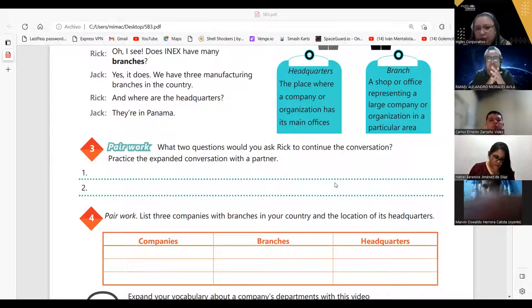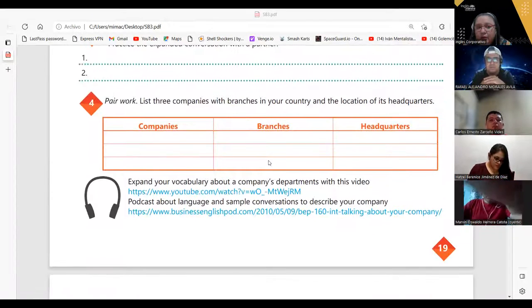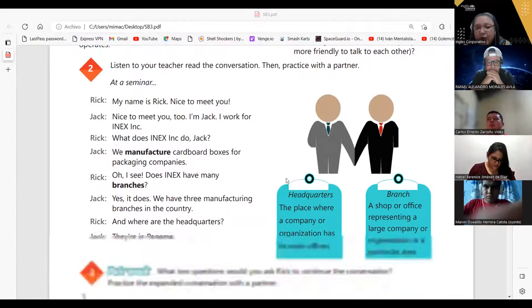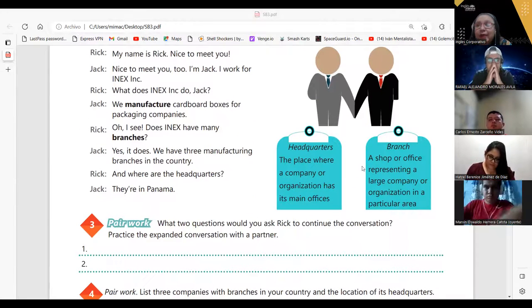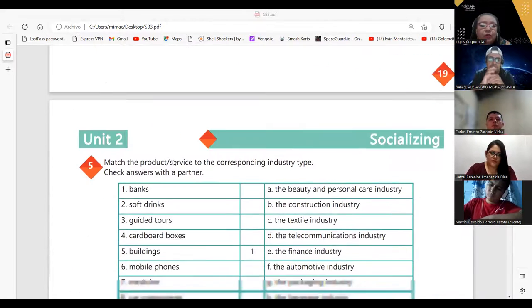So now that we have been through these activities with the conversation, you were discussing the questions, we were also analyzing these two definitions, you also extended the conversation, yeah? You expanded it, writing two more questions and practicing in the breakout rooms.